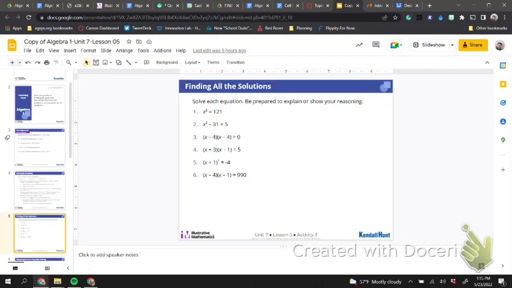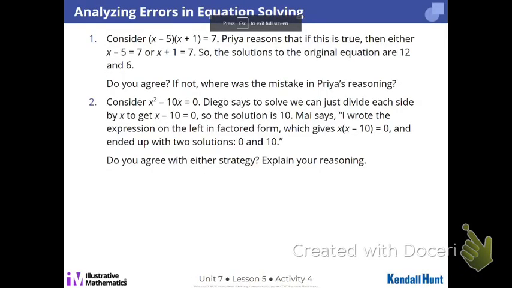I tried the equation where I just did this and it still works. Yeah, that's cool. So you need to look at what Priya did and what Diego did and May did and see who's right and why. So 1 and 2, analyze the errors made by Priya, Diego, and May, our math friends. Let's take a vote. Who thinks Priya is on track? Who thinks Priya is off track?